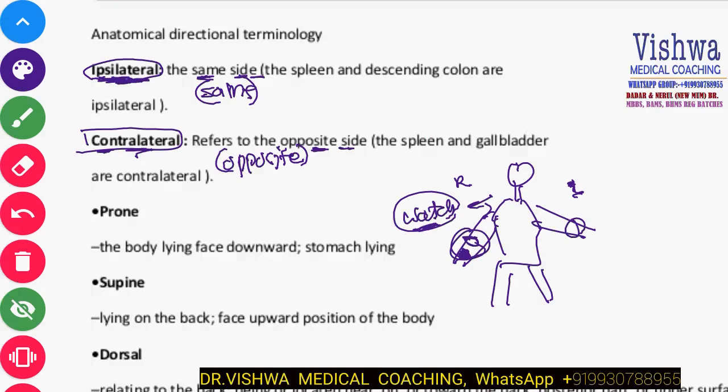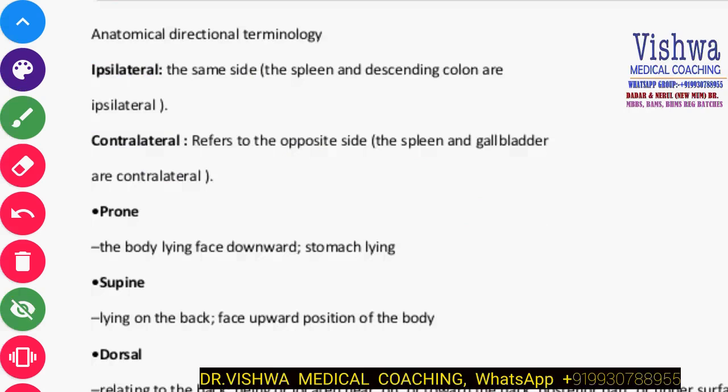Like for example, the spleen is located on the left side, and the gallbladder is located on the right side. The gallbladder is here, the spleen is here. It is on the opposite side. So contralateral means on the opposite side. Spleen and gallbladder are contralateral to each other because they are on opposite sides. This again is a little confusing, but an important terminology.